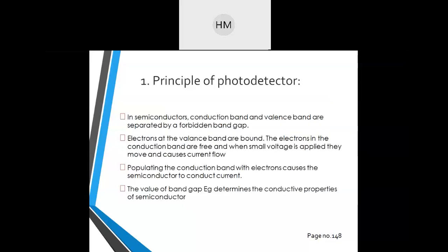Okay, so the principle of photodetection. In semiconductors, the conduction band and valence band are separated by a forbidden band gap. Electrons in the valence band are bound. The electrons in the conduction band are free, and when a small voltage is applied, they move and cause current flow. Populating the conduction band with electrons causes the semiconductor to conduct current. The value of the band gap Eg determines the conductive properties of the semiconductor. All these basic things we have studied.